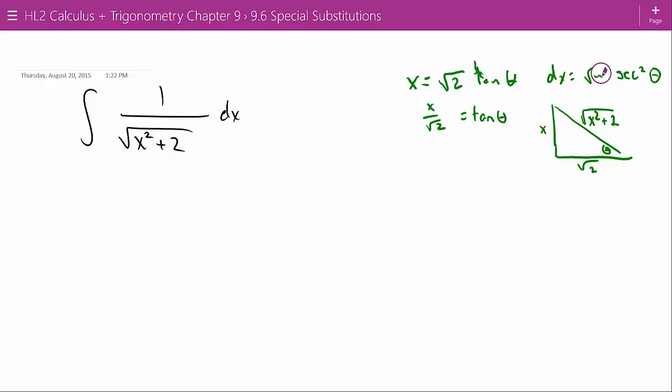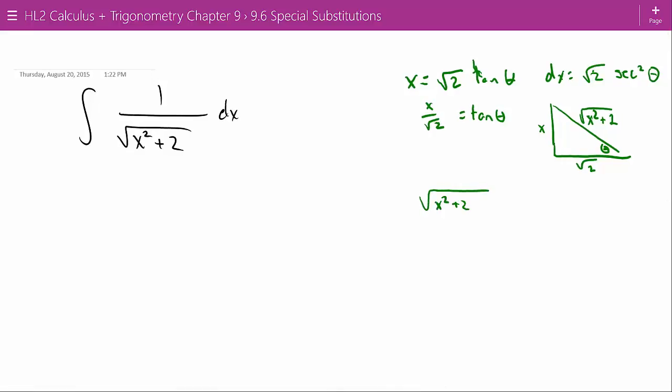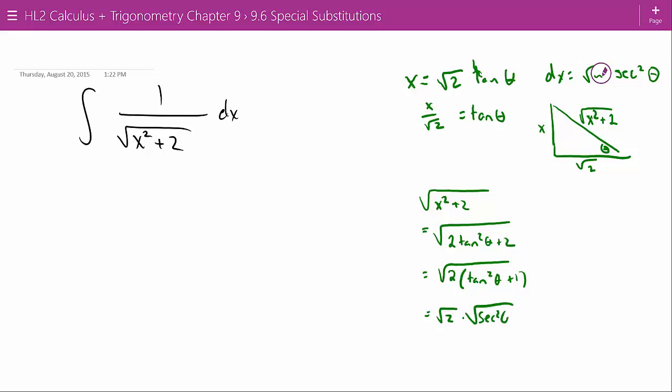Well, what does our integral become? The square root x squared plus 2 becomes square root of 2 tangent squared theta plus 2. Factor out the 2. Square root of 2 times the square root of secant squared theta. So square root of 2 secant theta. All right, so what does our integral become?